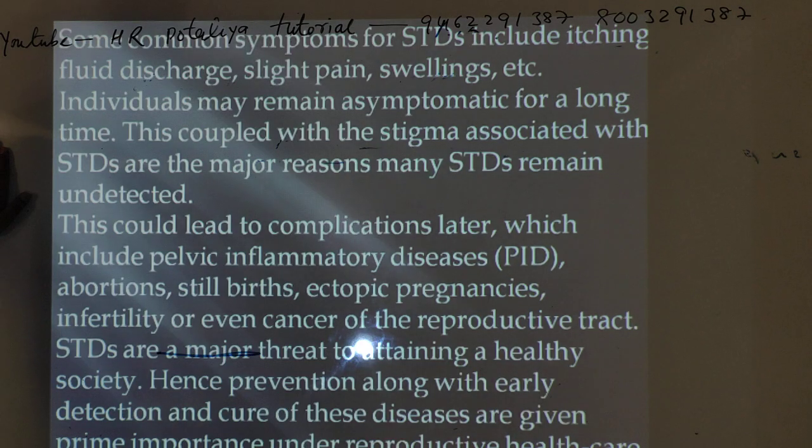Hence, prevention along with early detection and cure of these diseases are given prime importance under reproductive health care. Whatever type of STD it is, we have to go through detection or diagnosis and later treatment also, because after a long time it may lead to another type of disease, for example pelvic inflammatory disease, abortion, stillbirth, ectopic pregnancy, infertility, or maybe cancer in the reproductive tract.